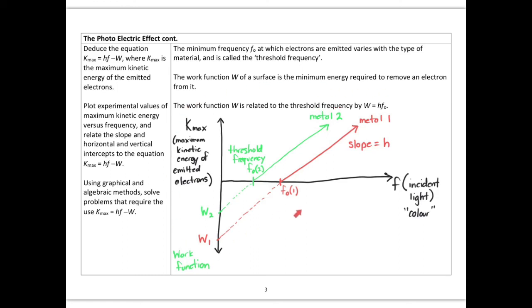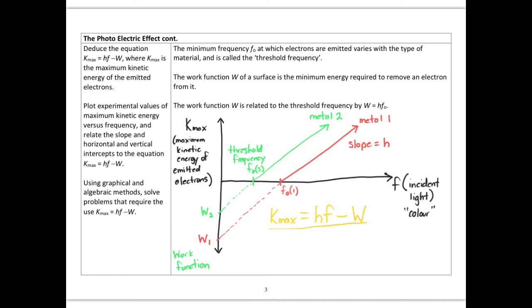So let's look, how would we describe that result mathematically, like with an equation? So Kmax, which is our value of y, is equal to hf. So that line there has a slope h proportional to the frequency, minus the work function. So minus the y-intercept, if you like, which is a negative value. The work function is a positive value, but we put the negative in front of it. So that function there describes the result of this experiment.